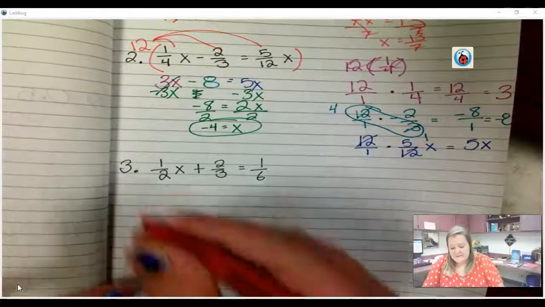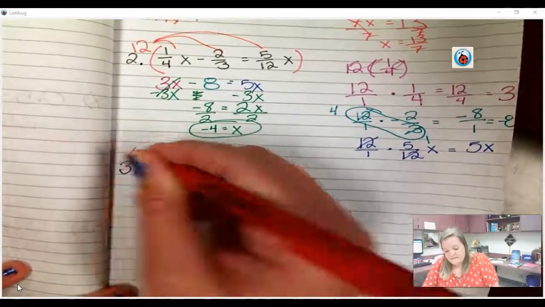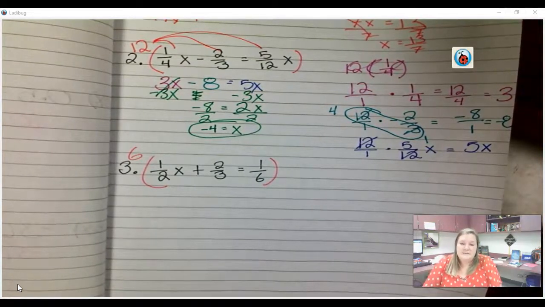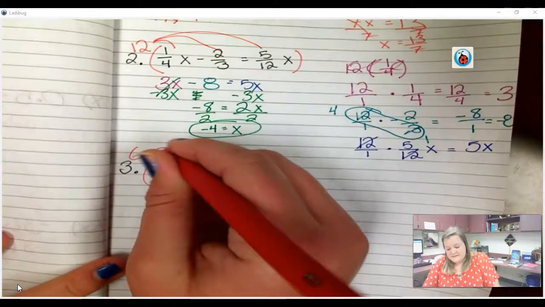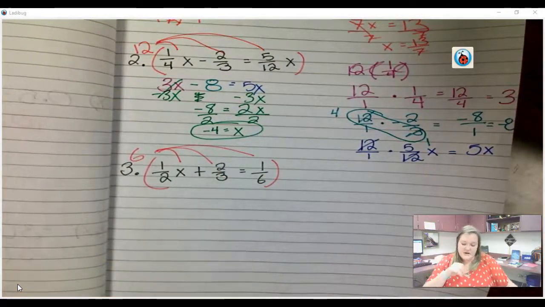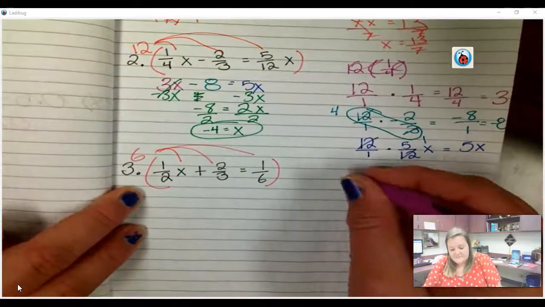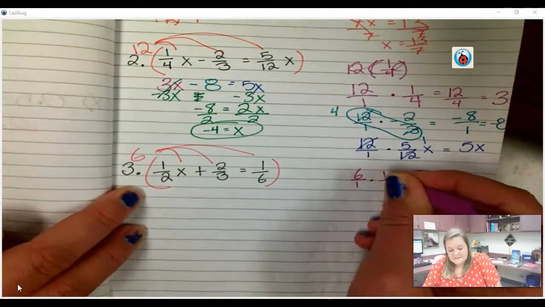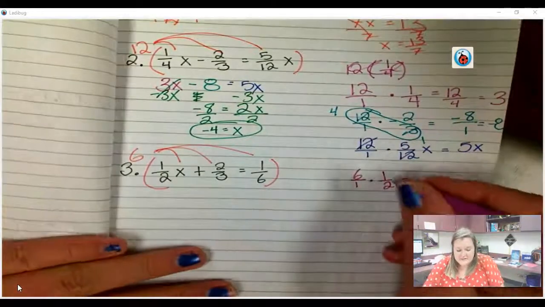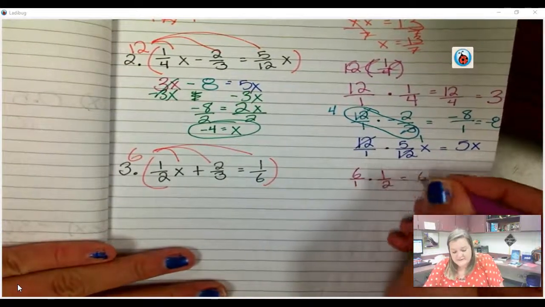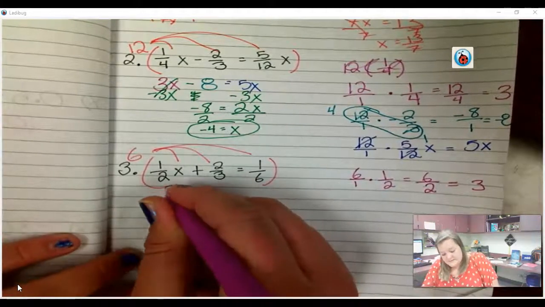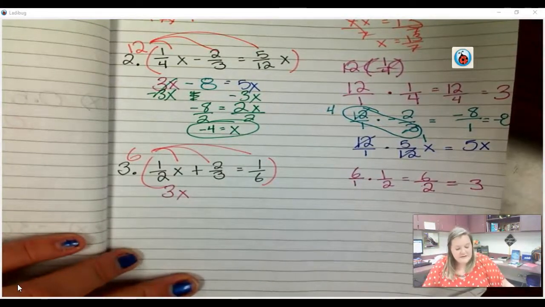So we're going to multiply everything in this equation by 6. It would also work if you did 12. 18 would be fine too. This is just the smallest number, so it's nicer. So we're going to multiply all of them off on the side. So we have 6 times 1/2, which equals, you can either cross divide or multiply straight across. If you multiply straight across, 6 times 1 is 6, 1 times 2 is 2. Divide and you get 3. So this becomes 3x.